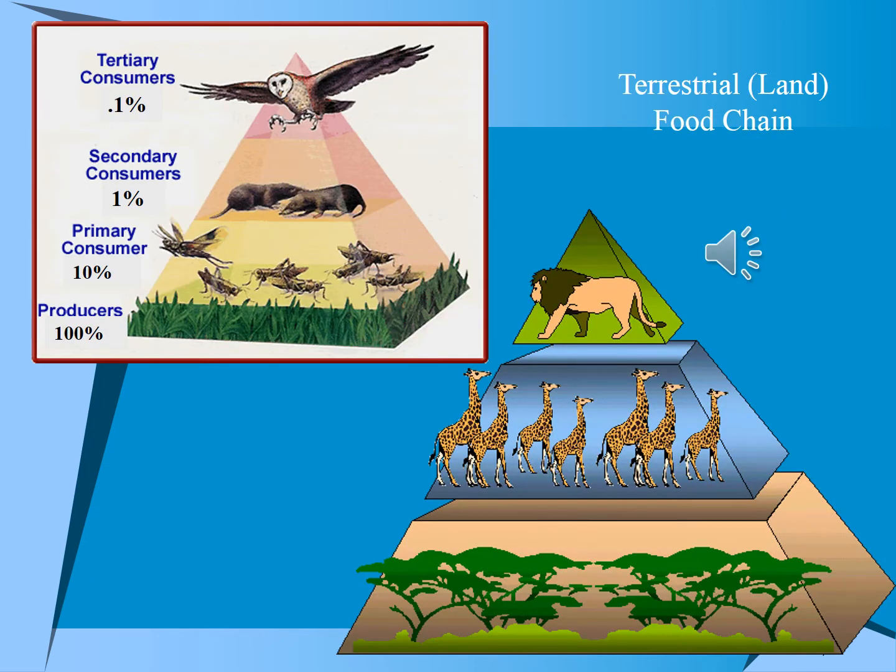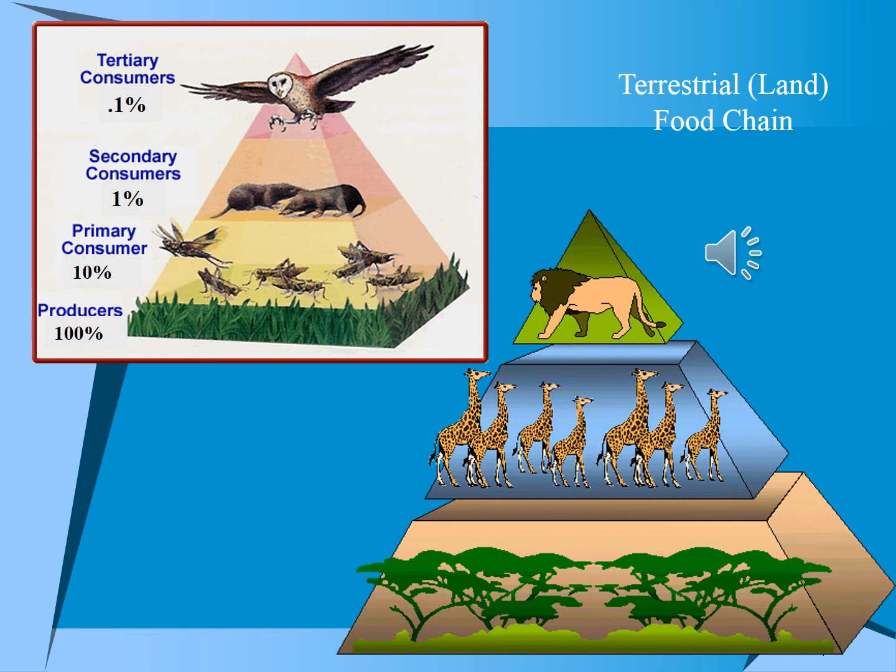In this slide, we're going to look at two energy pyramids. These energy pyramids are basically food chains just placed in a pyramid. Now, why is it called an energy pyramid? Because it shows how much energy each item gets as you go up a food chain.